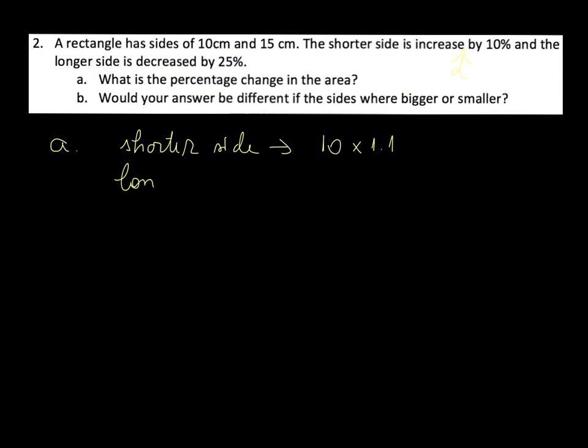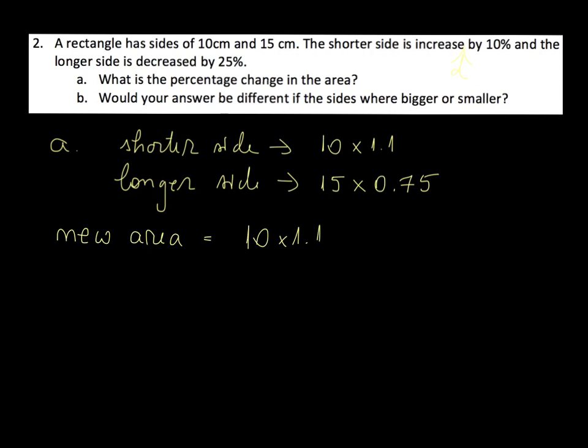The longer side is decreased by 25%. So it will become 15 times... If it's decreased by 25%, you end up with 75% of it. So you end up with 75% of 15. So this will be the new longer side. Therefore, the new area will be the new shorter side times the new longer side.